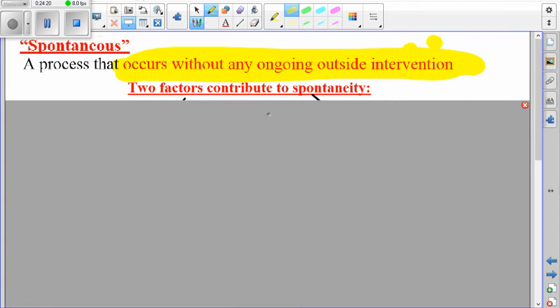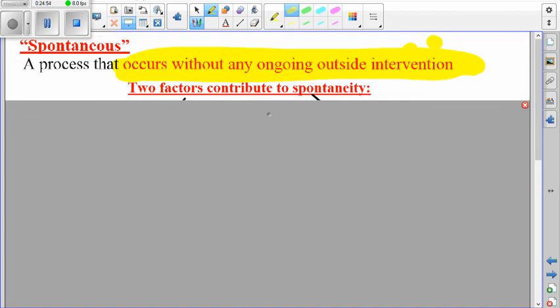Now there are two factors that contribute to spontaneity. There are two things that will cause something to be spontaneous. Before I mention those two things, I just want to share with you something about the universe. The universe loves to spread entropy, as I mentioned before, and it loves to spread heat. Do you remember those two things? That'll help you out quite a bit. The universe loves to spread heat and entropy, chaos, disorder, whatever. So it loves to spread those two things out.